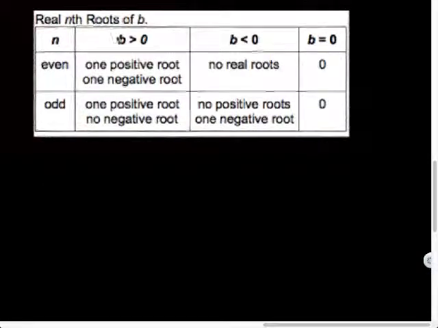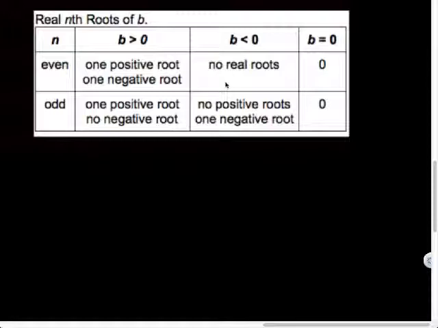So let's see. Real nth roots of b. Okay, so if n is even, like a square root or a 4th root or a 10th root, and b is positive, then I get 1 positive, 1 negative, right? Just like the square root of 9, I get +3 and -3 as my roots. Okay? Agreed? However, if b is negative, I have no real roots. Why? Because the square root of -4, there's no answer to that question that is satisfactory to us, because those don't end up actually being squares.